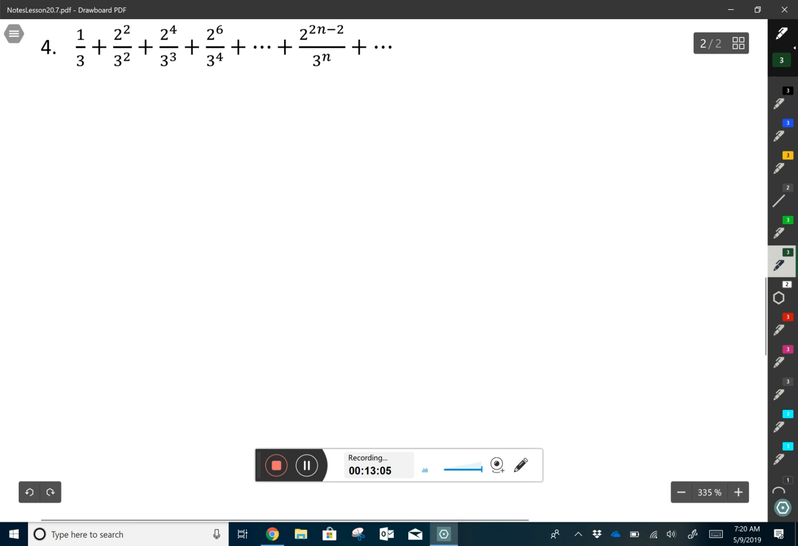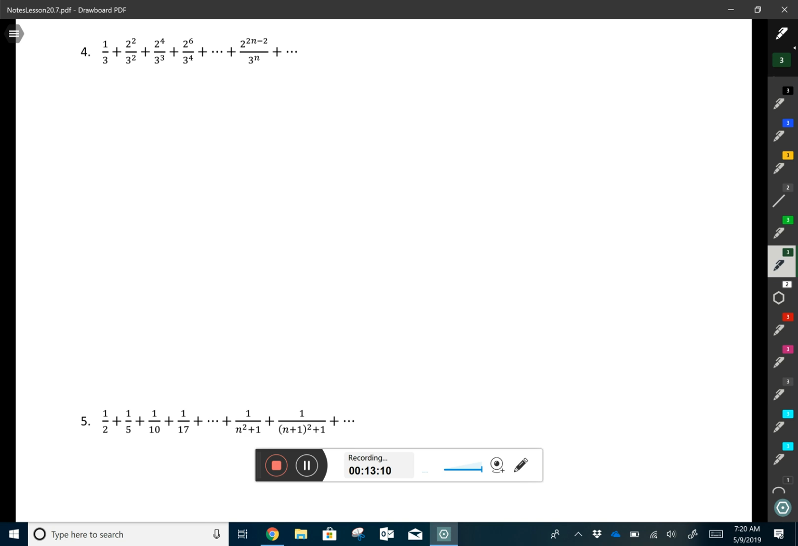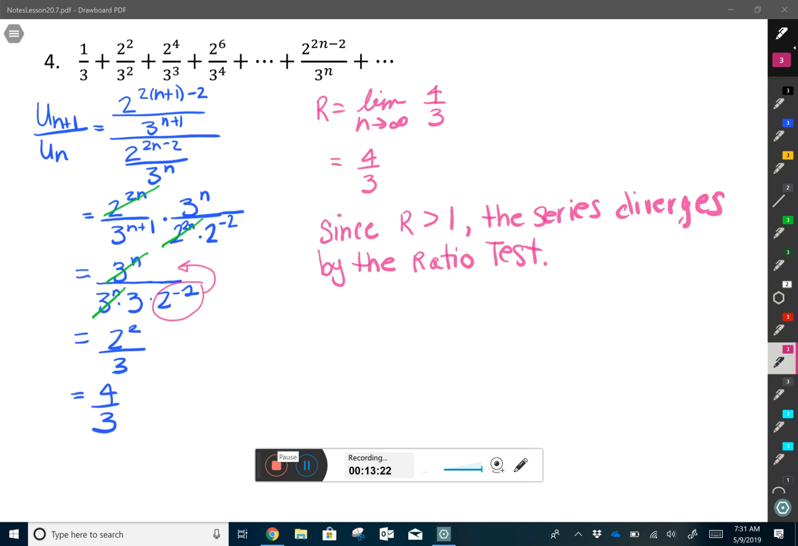So let me show number 4 and number 5. You guys see both of those on there. So there's number 4 and number 5. Try number 4 and number 5 on your own. So here's the work for number 4. Everybody said that they got 4/3. Actually, you got that as the constant, and the limit of the constant was a constant, which means it diverges by the ratio test. Everybody good with that one?